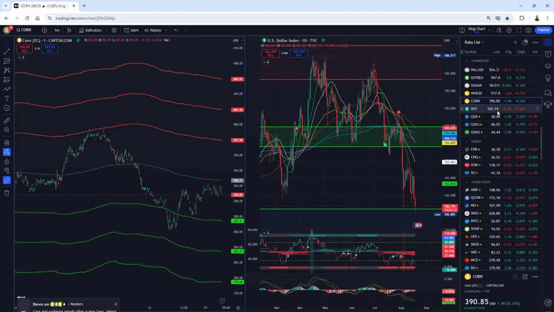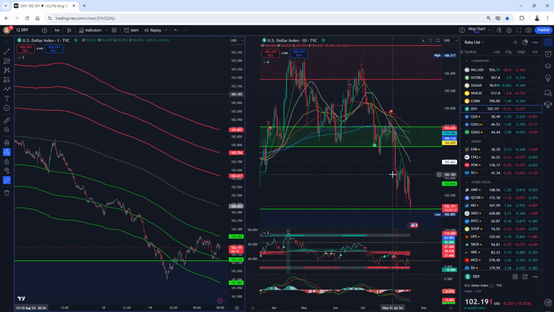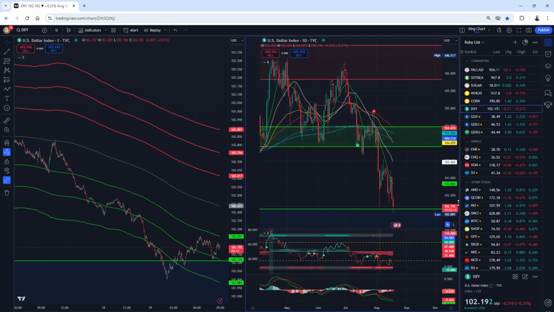Dollar DXY, let's see, dollar is near support, so it can go a little lower and then find nice support and then it can bounce. So that's good news for Bitcoin and gold.